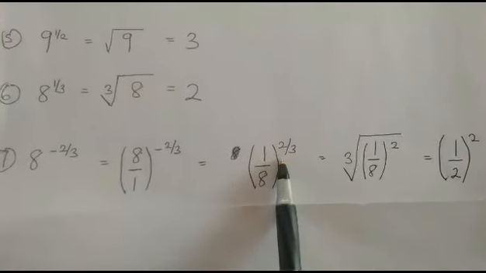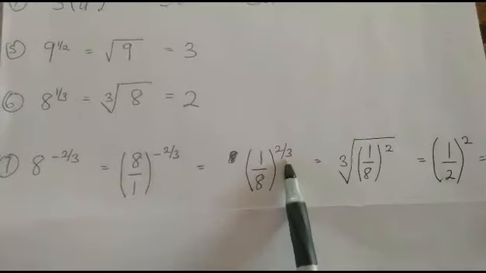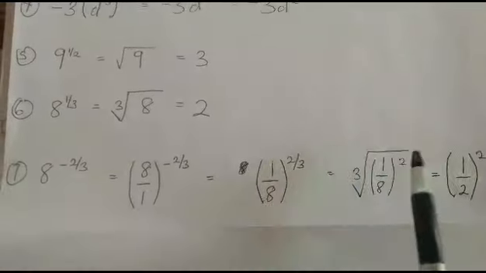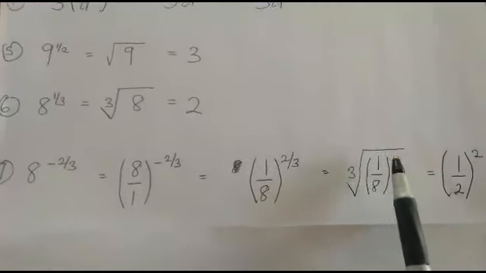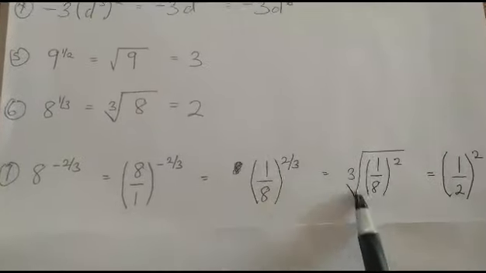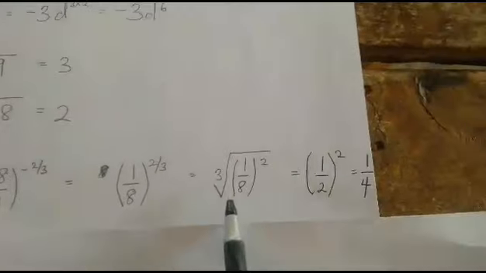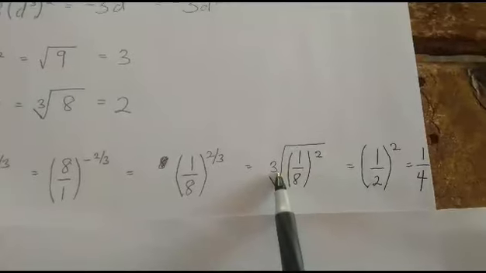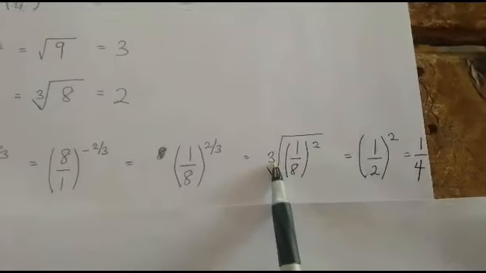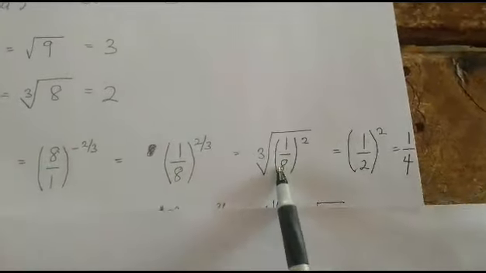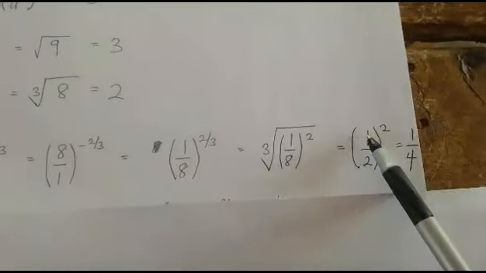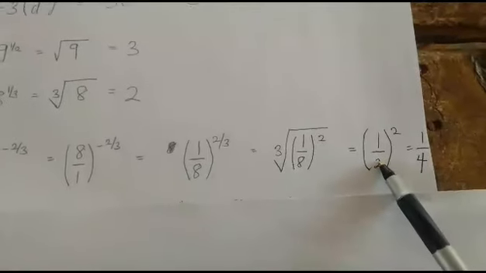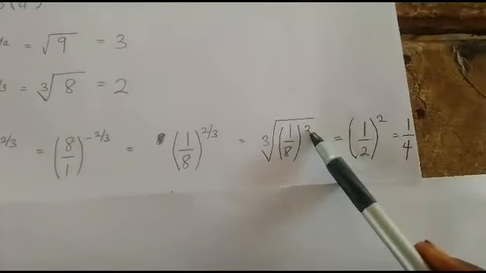Now, since this is a fractional power, the denominator of the power, we will use it to find the roots. So you look for the cube root of 1 over 8, raised to the power of 2. First you look for the cube root of 1 over 8. What is the cube root of 1 over 8? The cube root of 1 is 1, and the cube root of 8 gives us 2. Then the power of 2 is still there.